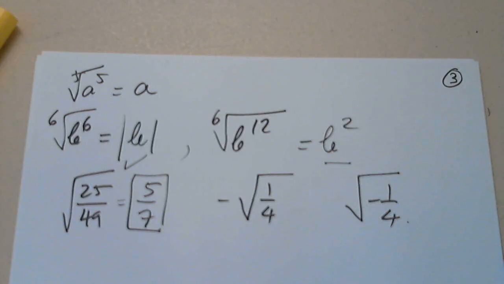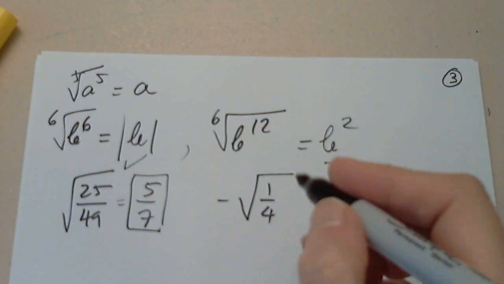Of course, you're not going to use the absolute value on a number. Now, the same procedure here: the square root of 1 is 1, the square root of 4 is 2. But we have a minus in front. Okay, fine.